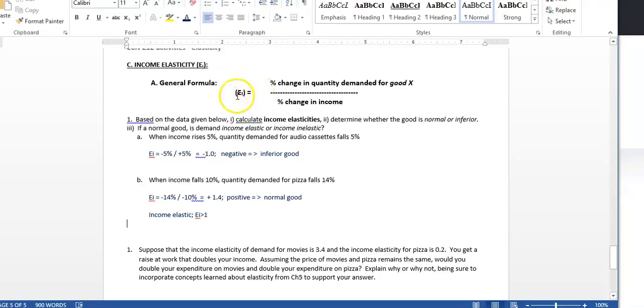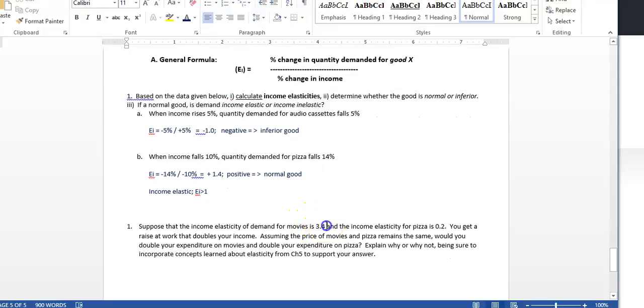Remember what that means: percent change in quantity relative to a percent change in income. So for movies, our income elasticity was 3.4. That means for any given change in income, the percent change in quantity is going to be 3.4 times that. So if our income doubled, we would buy way more than double the amount of movies, because we're highly income elastic. Anything bigger than 1, income elastic, we're going to more than double our spending on that good. So for movies, yes, we would more than double our spending.